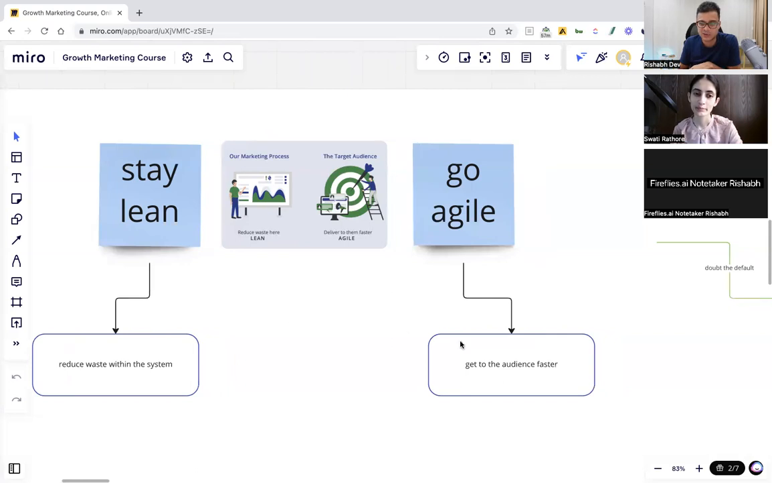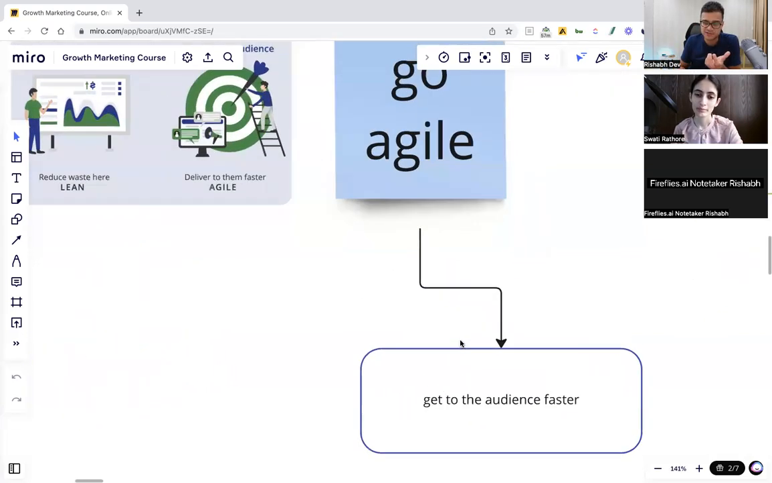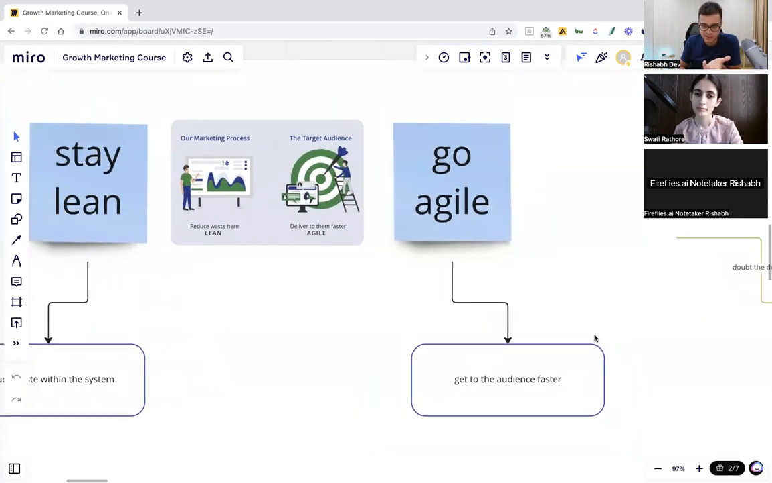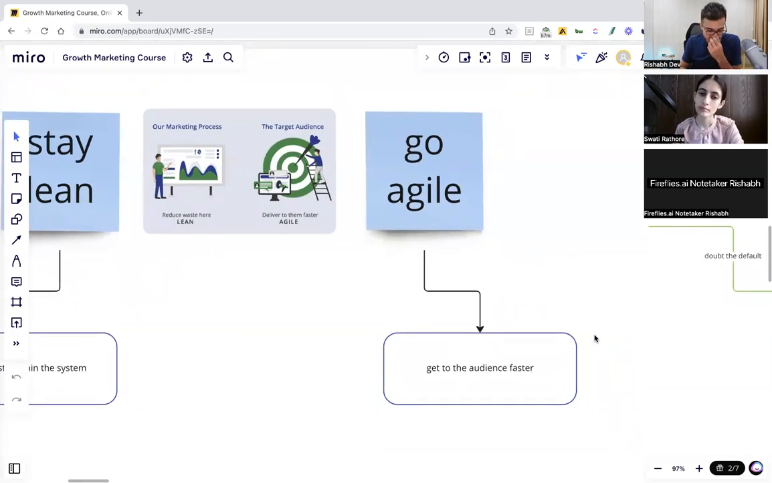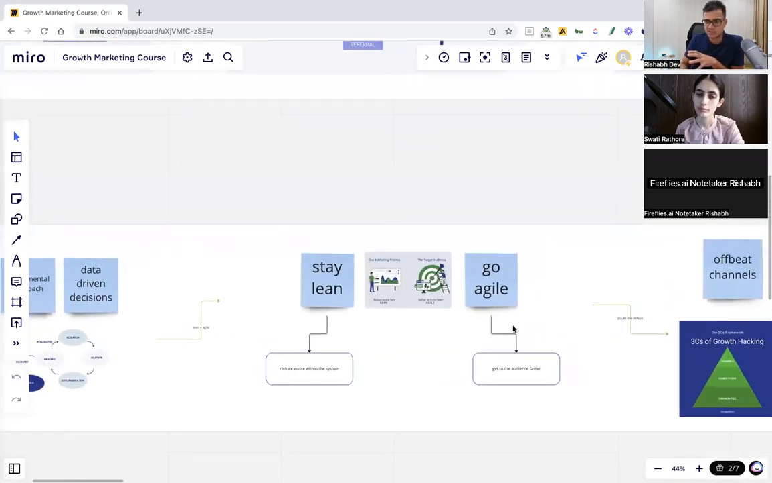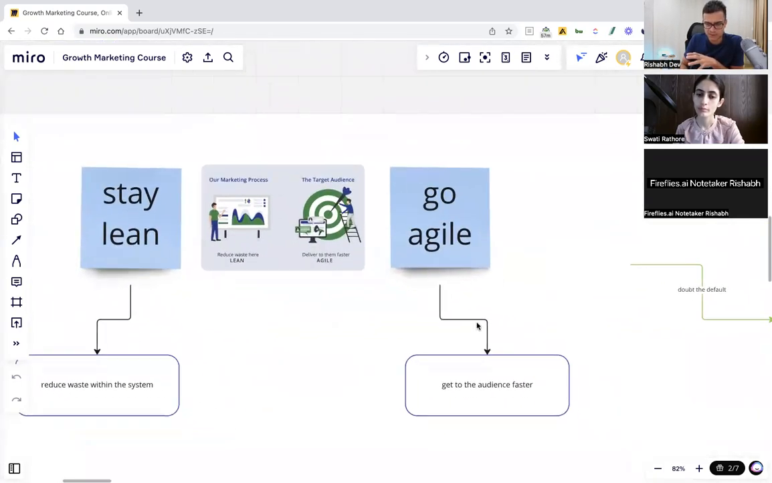And then there's going agile, which is to get to the audience faster. If you're building something, especially with marketing, it has to be used by the user, right? So the end user has to test it. Even if you believe and you have data to show that this works, you'll have to test it with your audience. So the earlier you go to the audience, the better. So lean and agile are things that we've discussed earlier as well.